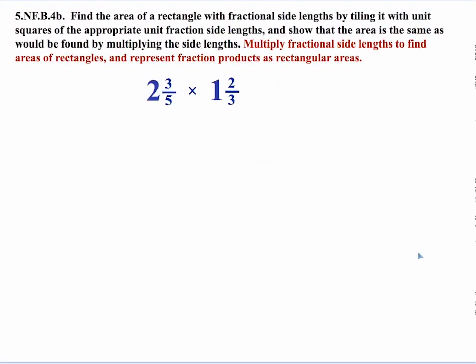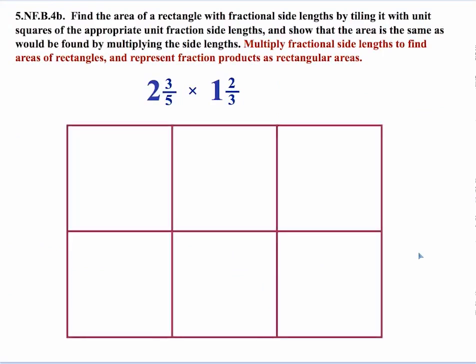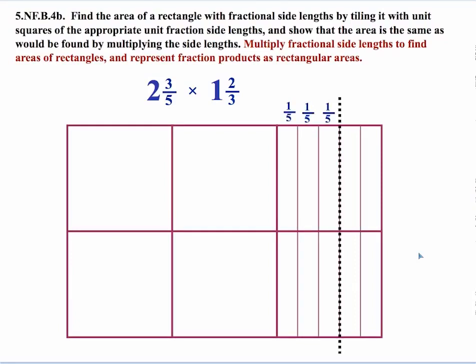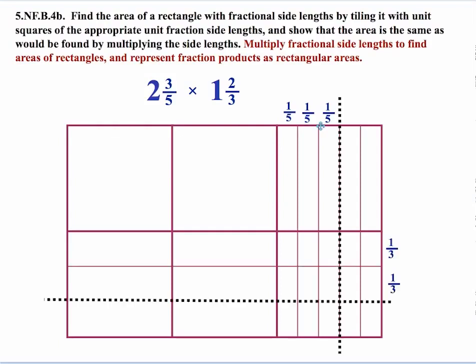So let's look at another example. 2 3/5 times 1 2/3. Again, let's start with a larger model. Let's start and make it 3 by 2. So looking at this dimension, we have 1, 2, and then our 3/5. And then looking at the other dimension, we have 1 and 2/3. So vertically, we split this up into thirds. This way, we split it up into fifths.